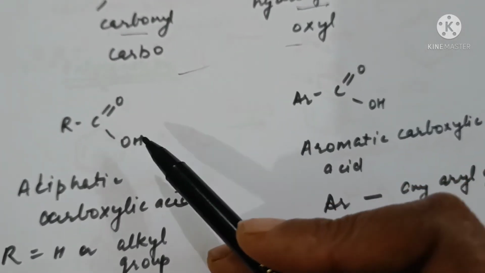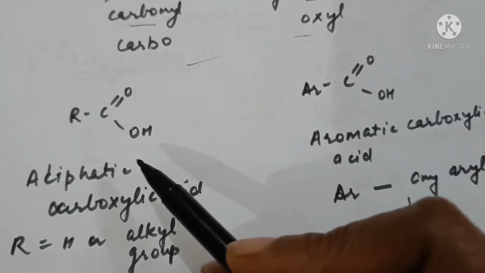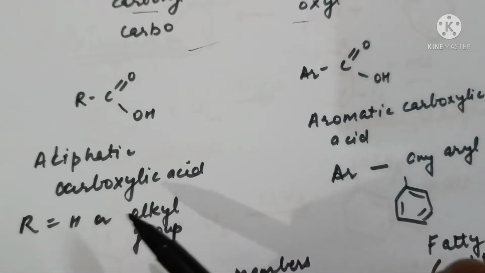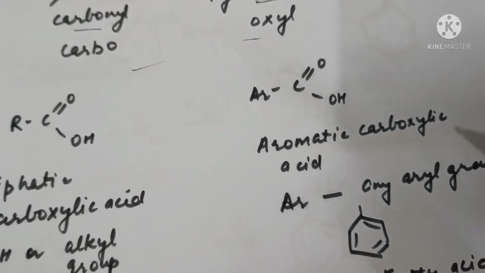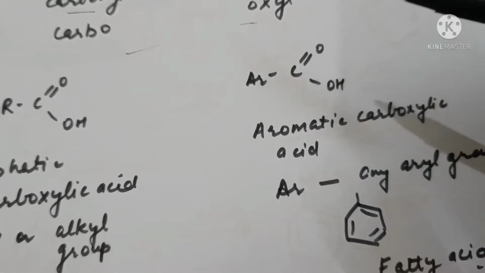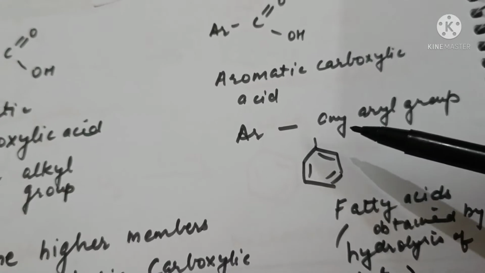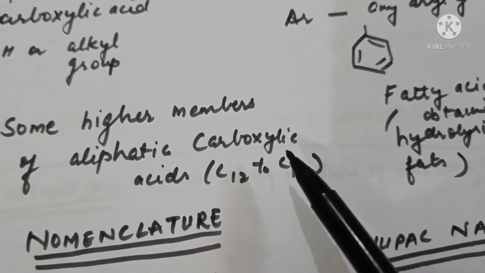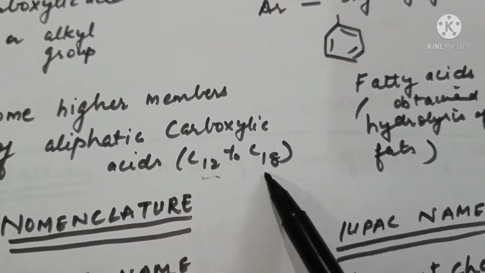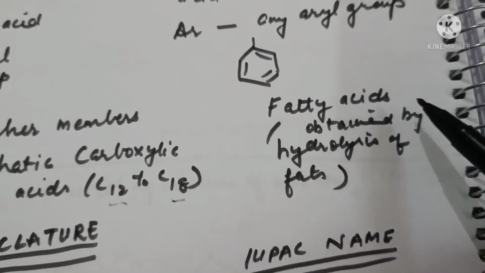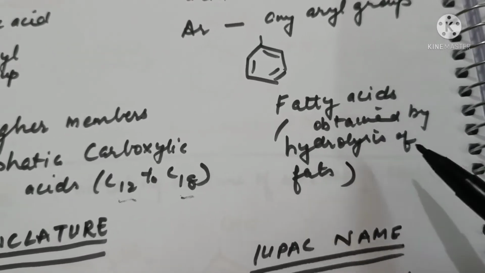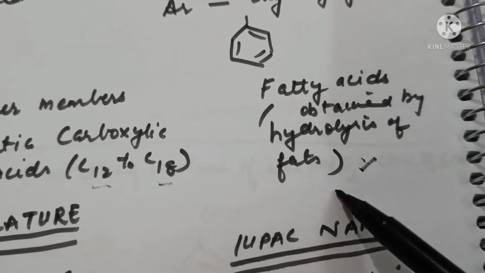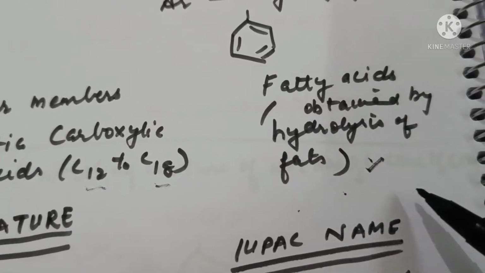The carboxylic acids can be divided into two classes: aliphatic carboxylic acids, where the R can be H or an alkyl group, and aromatic carboxylic acid, where the Ar can be any aryl group, for example C6H5. Some higher members of aliphatic carboxylic acids having carbon atoms between 12 to 18 are also called fatty acids because they are obtained by the hydrolysis of fats. Natural fats contain generally ester salts of glycerol.